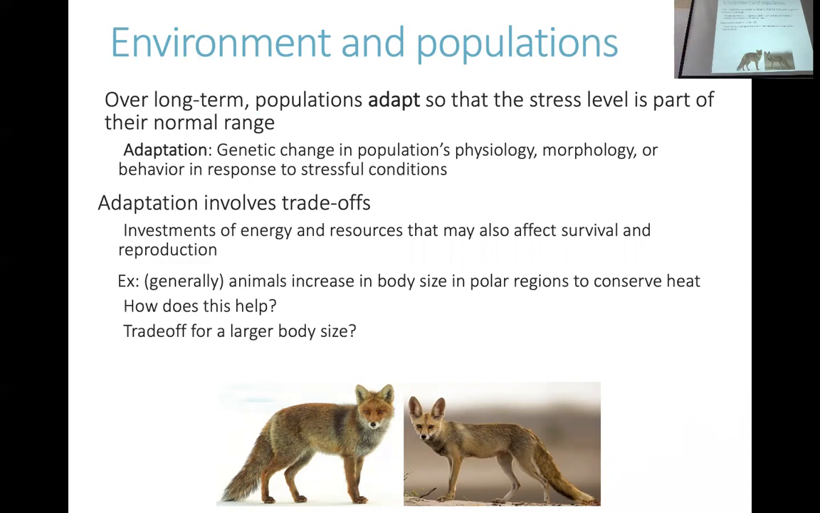So a good example of this is that generally, as you move, say, from the equator, warm areas, to the poles, to cold areas, animals generally increase in body size. So they get bigger as you move towards the poles. So here we have an Arctic fox versus a desert fox. Here this guy lives in the desert, it's hot. This guy lives near the poles.